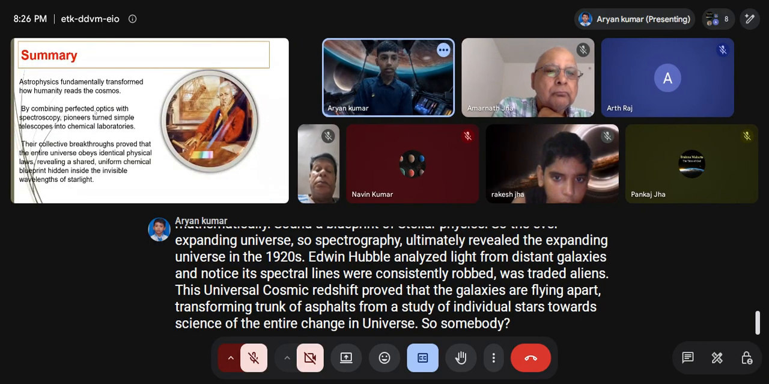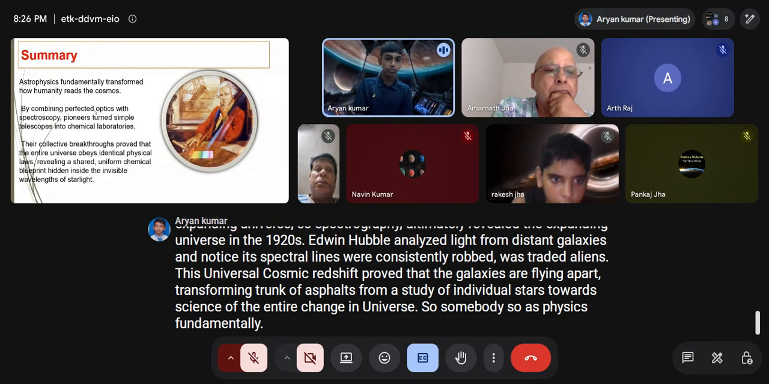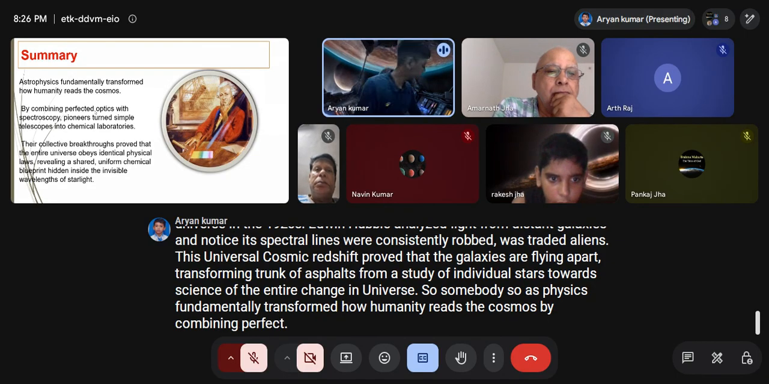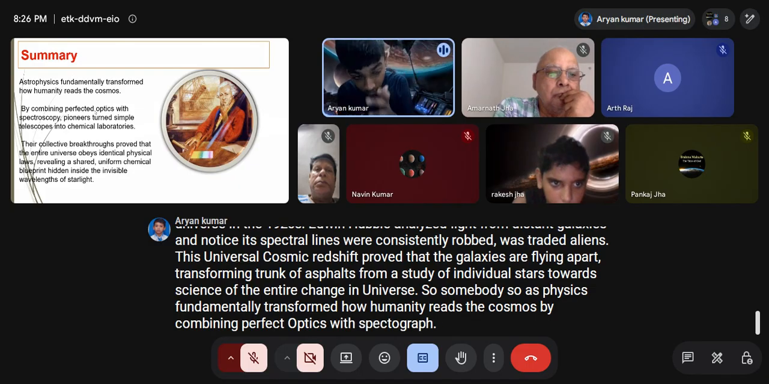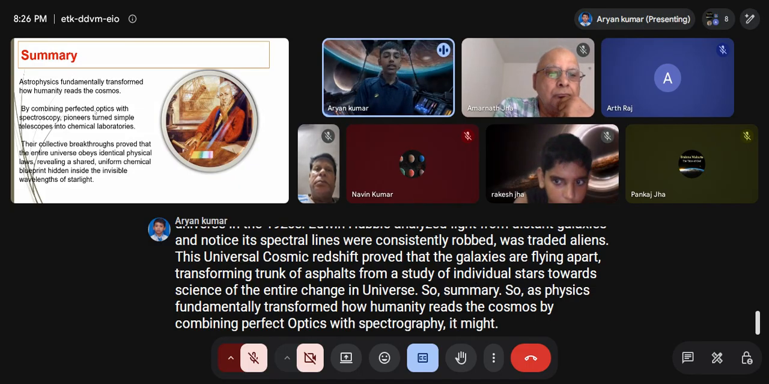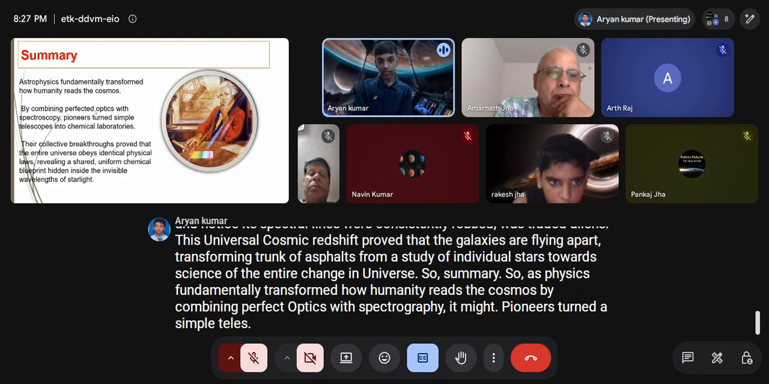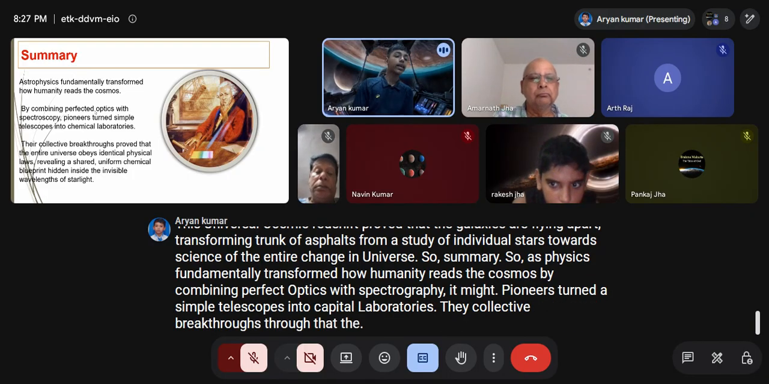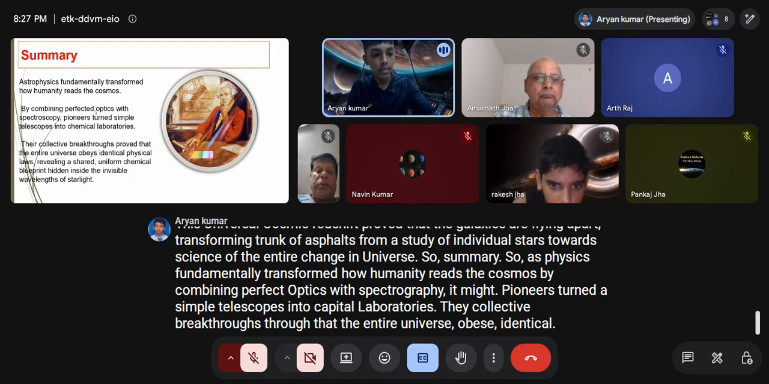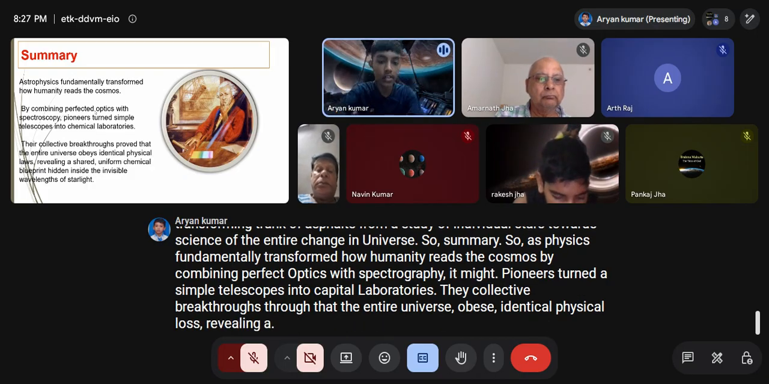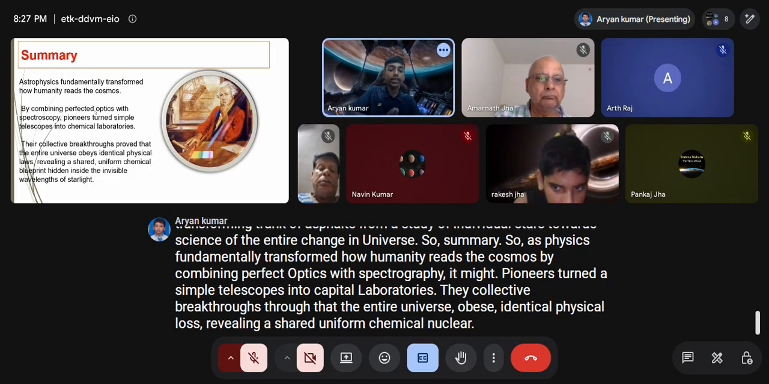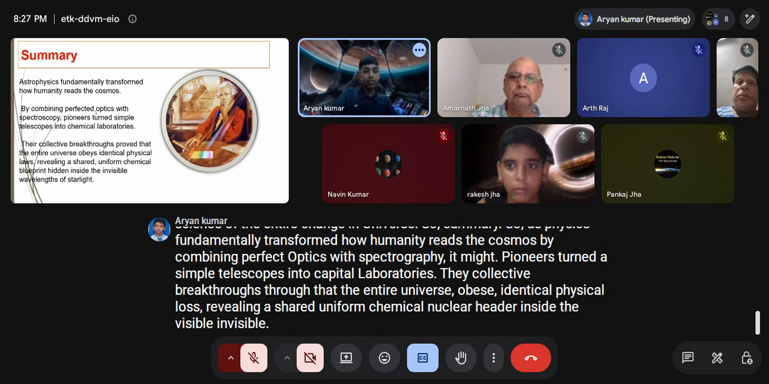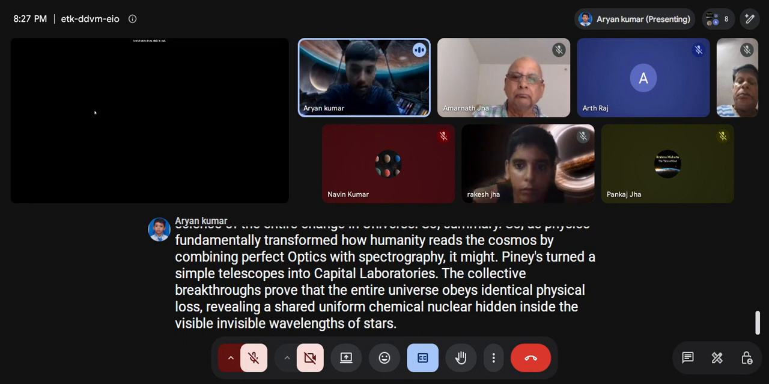So, summary. Astrophysics fundamentally transformed how humanity reads the cosmos by combining perfected optics with spectrography. Pioneers turned simple telescopes into chemical laboratories. Their collective breakthroughs prove that the entire universe obeys identical physical laws, revealing a shared uniform chemical blueprint hidden inside the invisible wavelengths of stars.